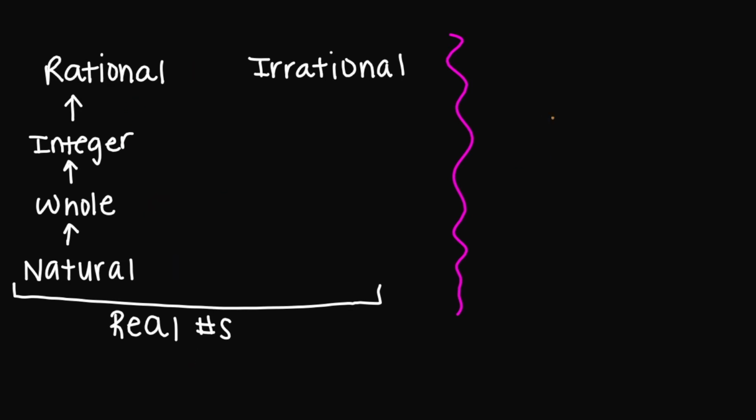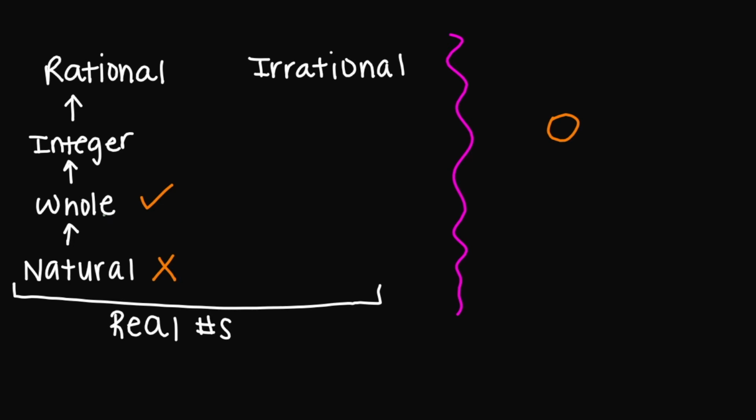So the number 46 is natural, whole, integer, rational, and real. What about the number 0? Is the number 0 a natural number? It is not a natural number because remember, natural numbers start with the number 1, 2, 3, 4, 5 and go on and on and on. Is it a whole number? Yes, it is a whole number because whole numbers start with the number 0. So 0, 1, 2, 3, 4, 5, it goes on.